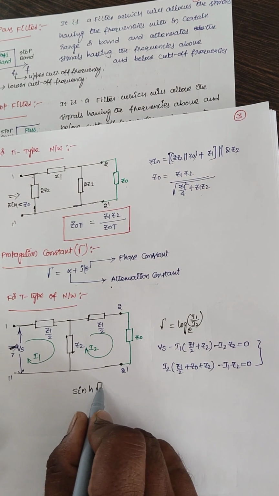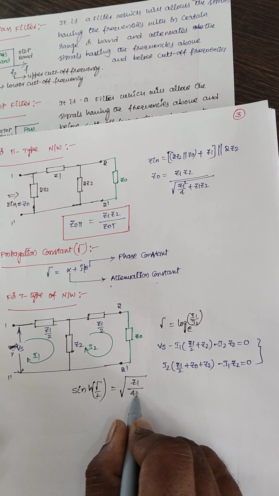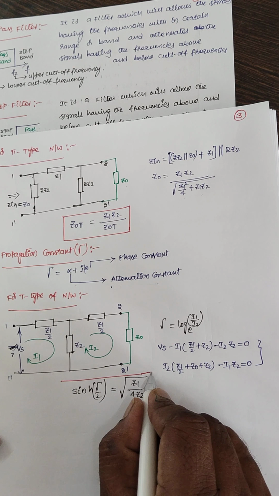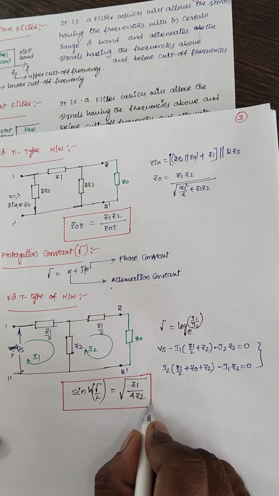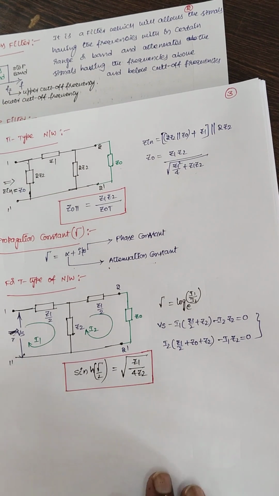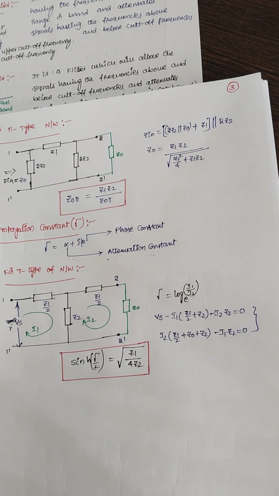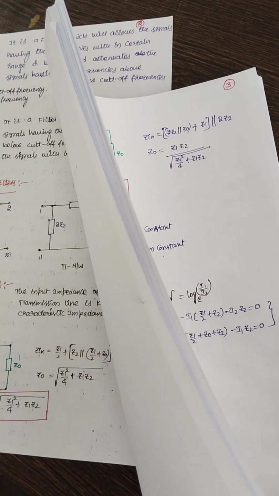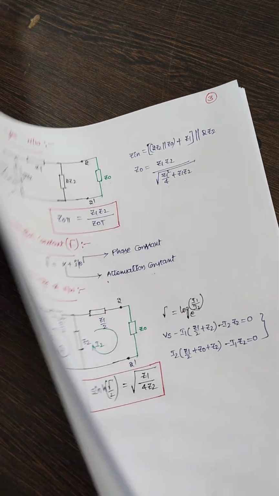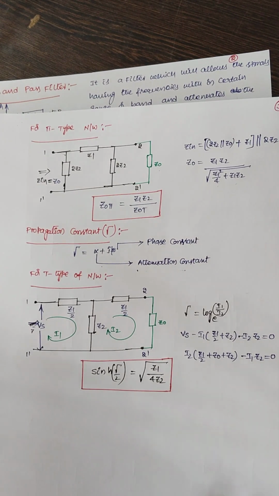Sinh gamma by 2 is equal to square root of Z1 by 4Z2. Whatever expressions I kept in boxes are important results. They are useful for analyzing the filters. We are going to use these expressions for further explanation of the filters: Z0T is equal to this one, Z0pi this one, along with this expression. So that is about the propagation constant of the T network.